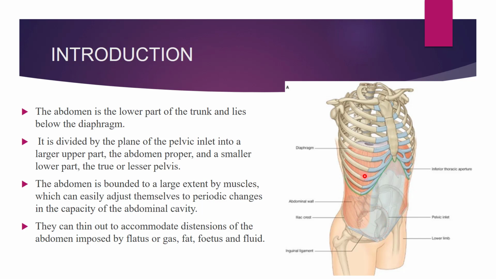The abdomen is bounded to a large extent by many muscles which can easily adjust themselves to the periodic changes in the capacity of the abdominal cavity. They can thin out to accommodate the distension of the abdomen imposed by flatus or gas, fat, fetus in pregnancy, and fluid in ascites.